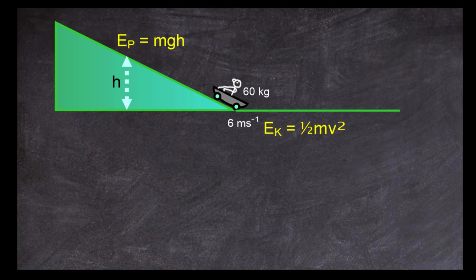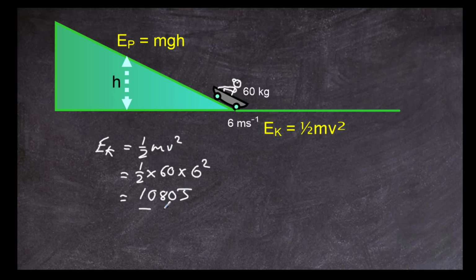So, the kinetic energy at the bottom of the hill is easily worked out. EK equals 1/2 times the mass times the speed squared. So we're going to have 1/2 times the mass, 60, times the speed squared, 6 squared, which is 36. And we do that in our calculator, we end up with a value of 1080 joules of kinetic energy. So we know that the buggy has that amount of kinetic energy, and that will be the exact amount of energy which will be transferred into gravitational potential energy.